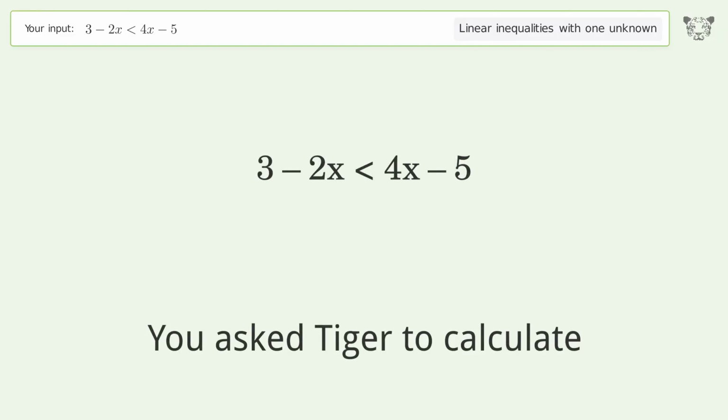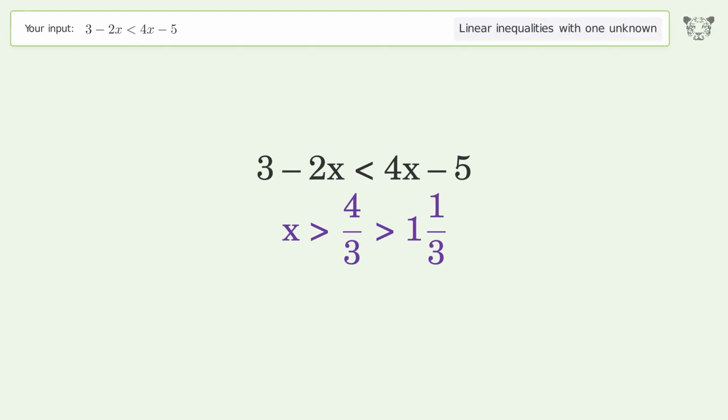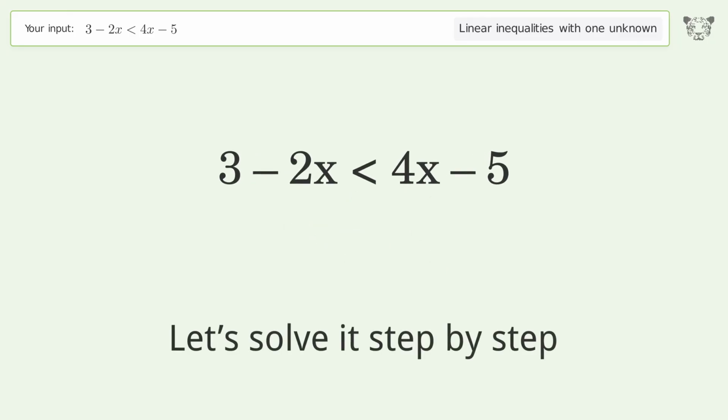You ask Tiger to calculate. This deals with linear inequalities with one unknown. The final result is x greater than 4 over 3 greater than 11 over 3. Let's solve it step by step.